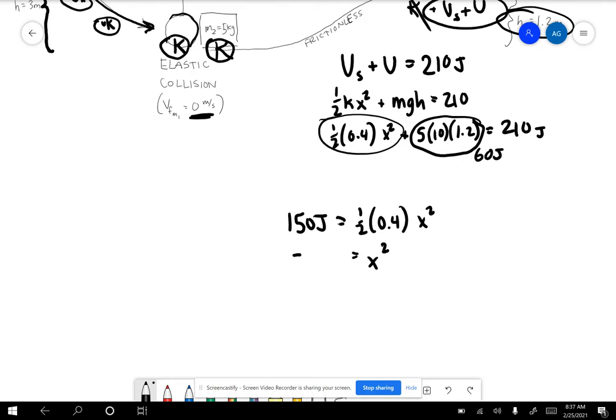X squared ends up being 750. So the total displacement ends up being about 27-ish meters. I don't remember what the actual calculation is.